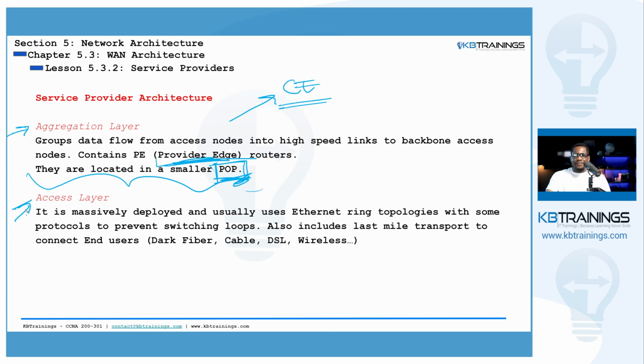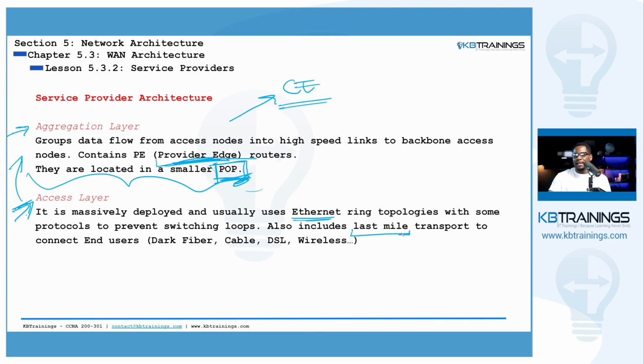And finally, we have the access layer. This is the layer that goes to the customer. This is the first layer that the customer is in touch with. So it's massively deployed and usually uses Ethernet rings. We're going to talk about metro rings and all kinds of technologies that are put in place in a certain city to be able to collect all the traffic from different customers around that city and send it to the aggregation layer in order to go all the way to the core or to go to the internet gateway or all kinds of things. And it also includes the last mile.